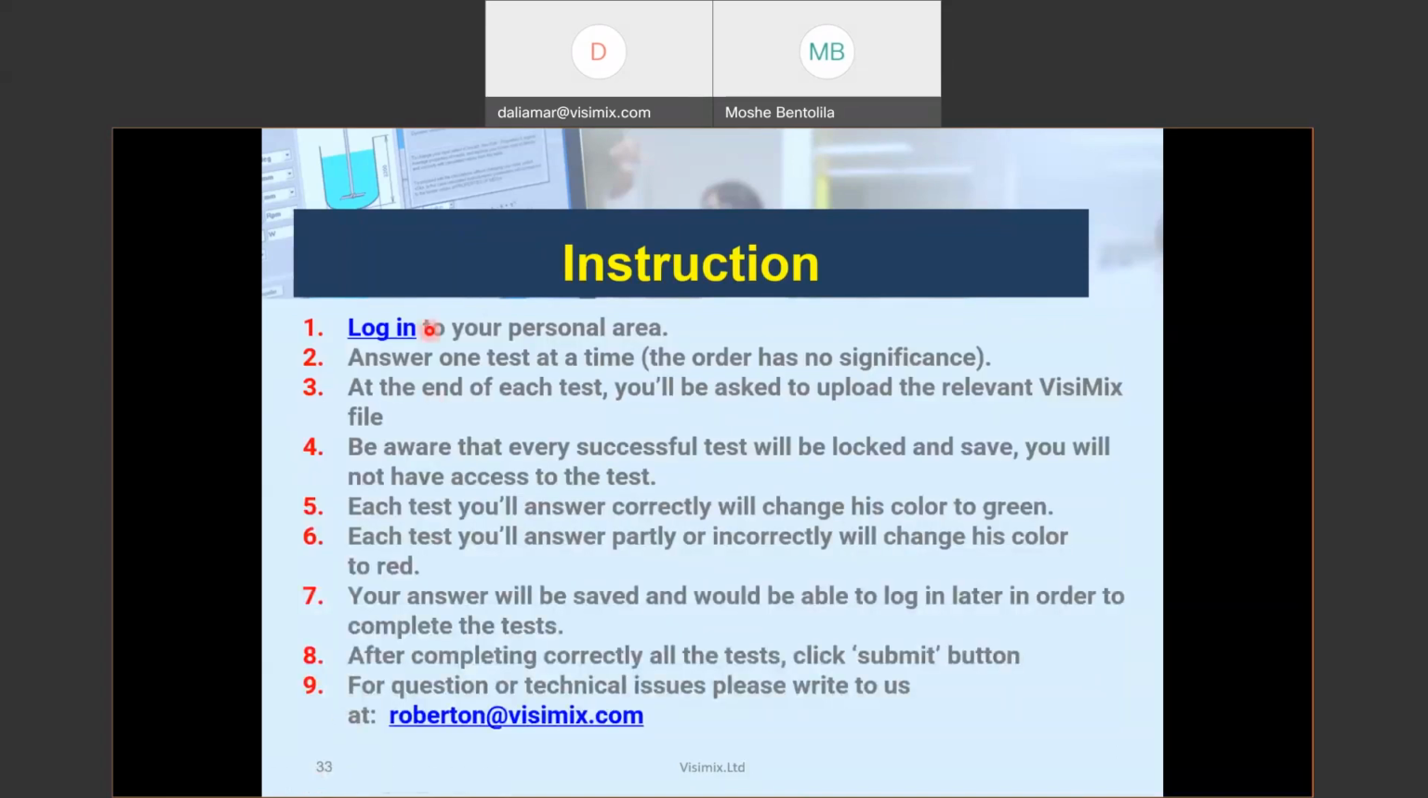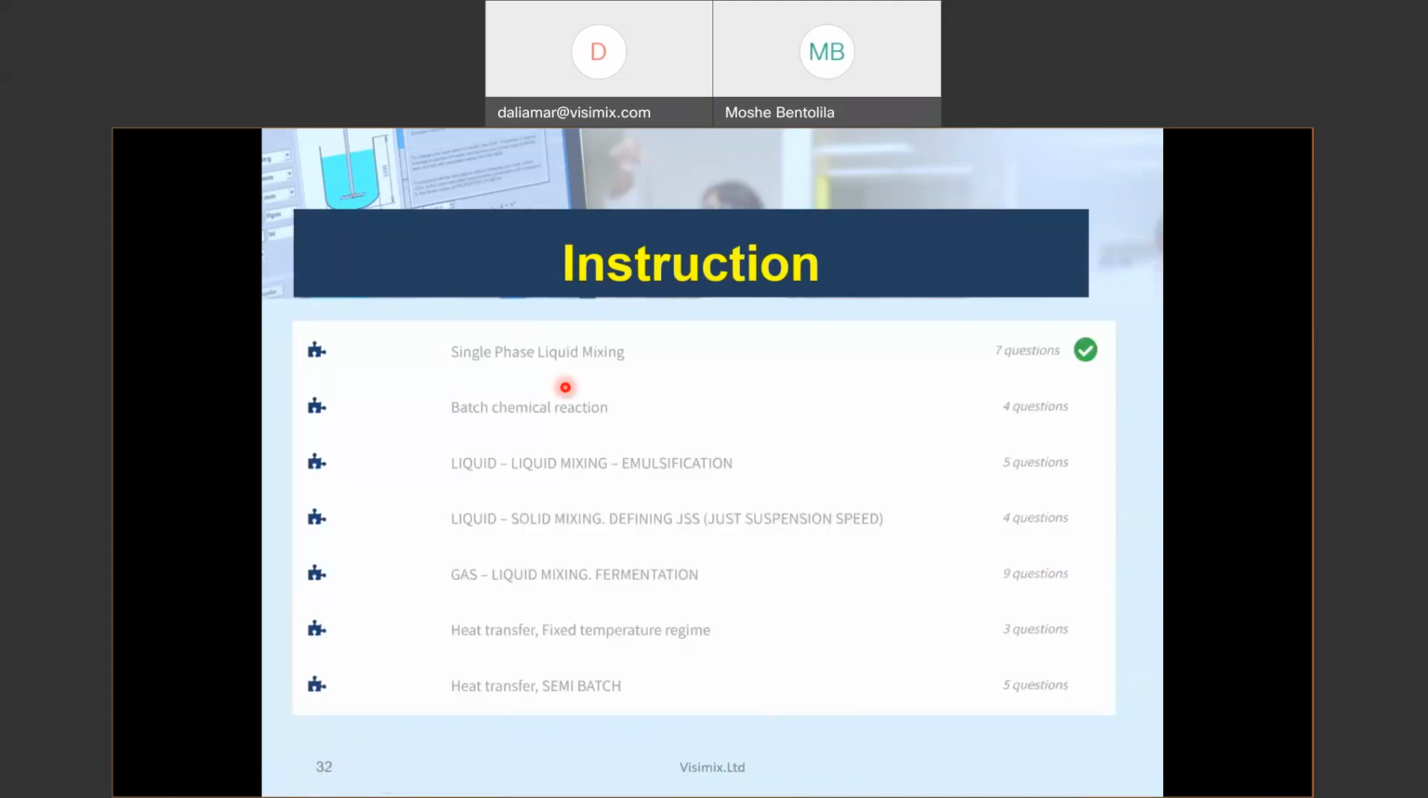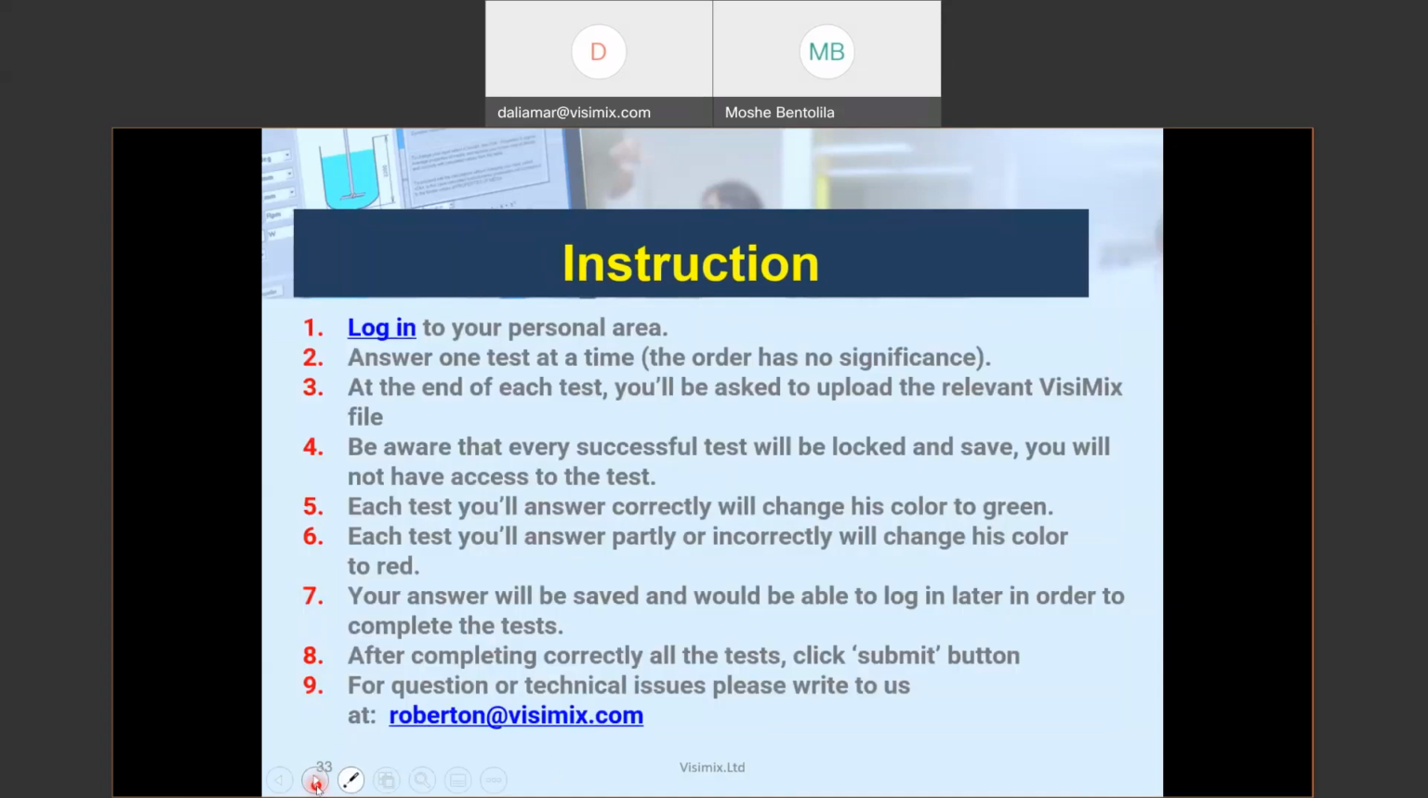Okay, so you need to log in or to register. You will generate your own password, and it will enter to the previous window, and you will select every test. Once you finish all the tests, you will get a green color for every one of them, and you will get an email confirming that you passed all the tests, and you have a link for the certification. You can download the certification and send it to your training manager in the company to show that you are qualified to use the software. Okay.